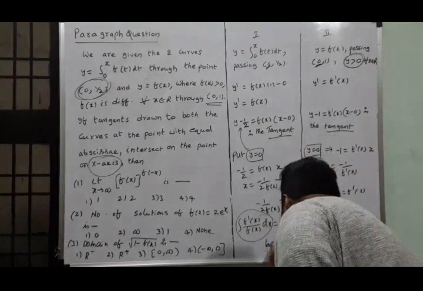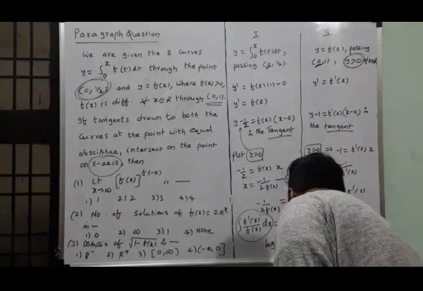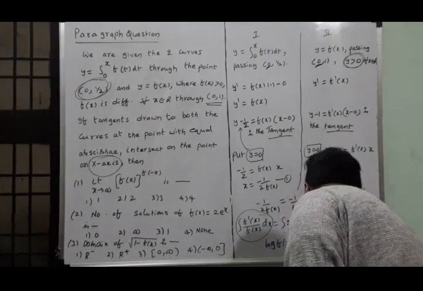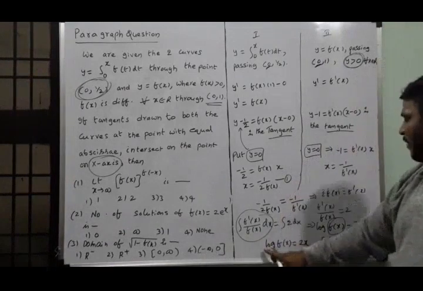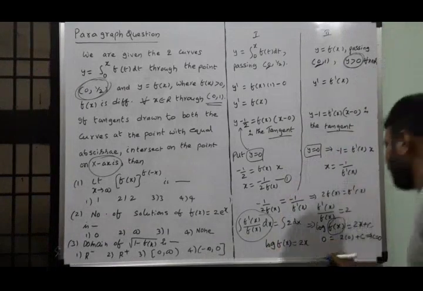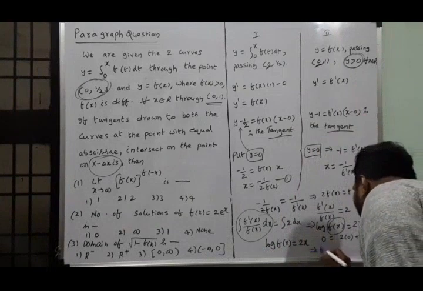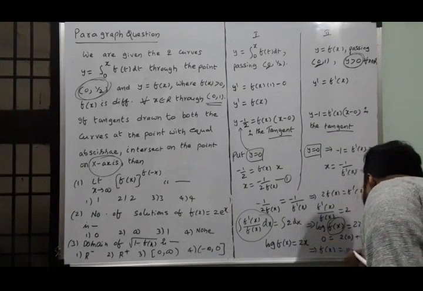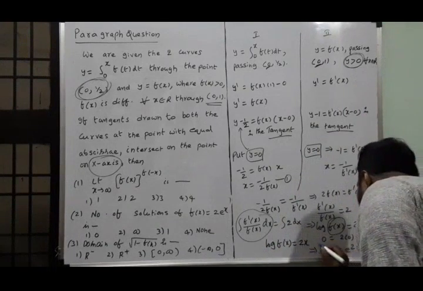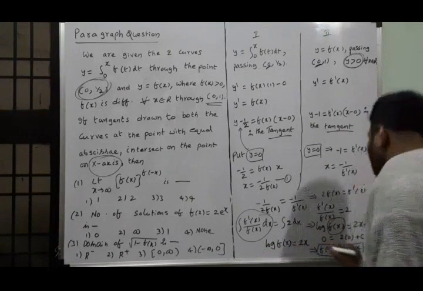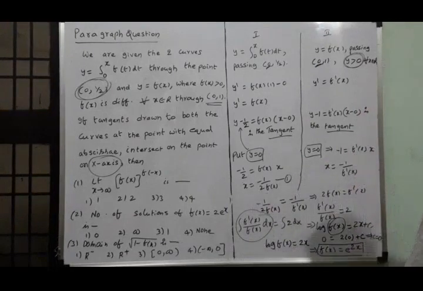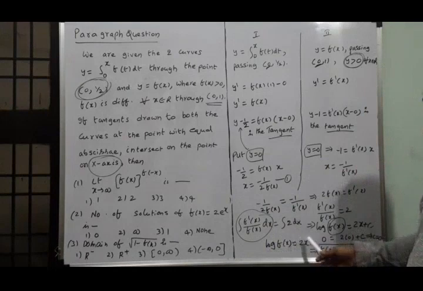So that implies log f of x is equal to 2x. That implies f of x is equal to e power 2x. This is our function. Log f of x is equal to 2x implies f of x is equal to e power 2x.